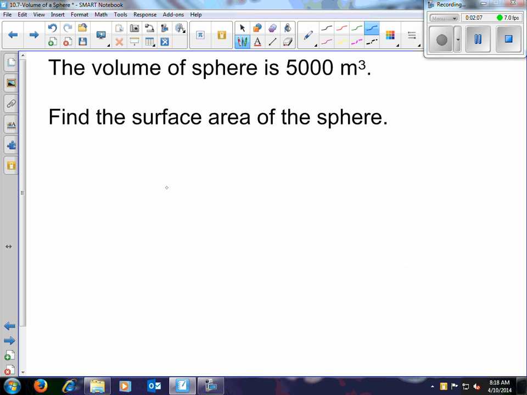Alright, now the last example, I want you to try this on your own. It gives you the volume, so you're going to have to use the volume and solve for the radius. And then once you solve for the radius, you can find the surface area of a sphere. Hopefully you remember the surface area formula. If you don't, look back at 10.7a to figure it out.